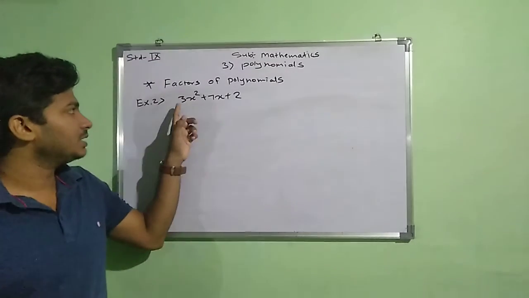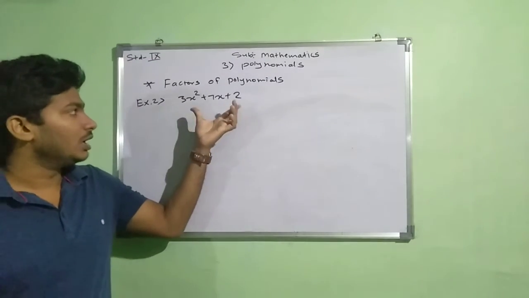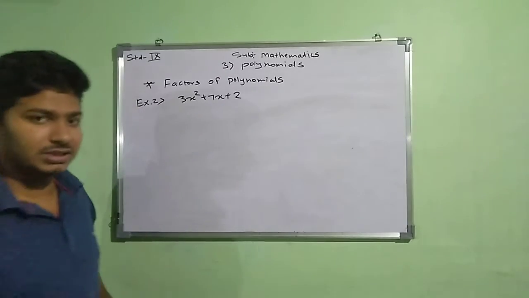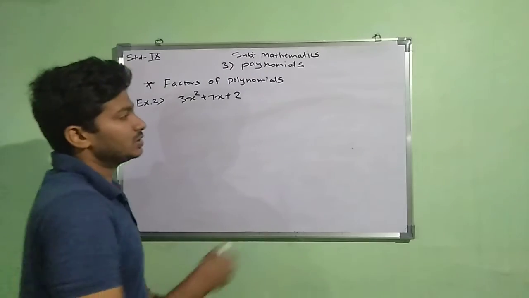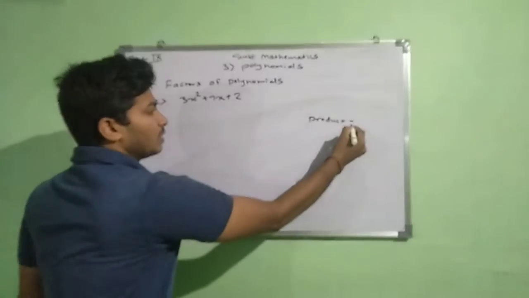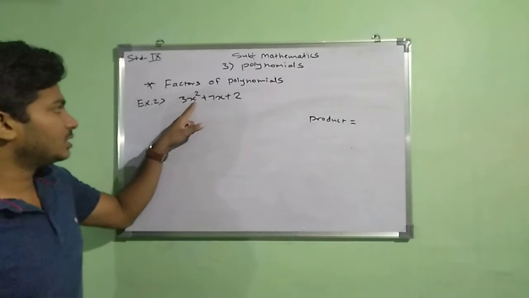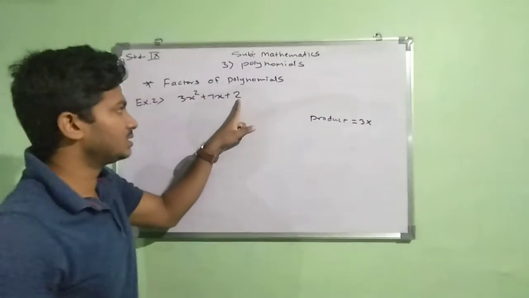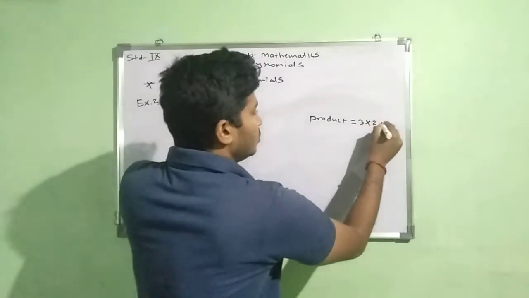This is the second example, 3x square plus 7x plus 2. If you look carefully at the question, this is a quadratic equation and we know how to find the factors of the given quadratic equation. First we need to find the product. We take the coefficient of the square term, which is 3, and multiply it by the constant term, which is 2. So 3 into 2 will be 6.